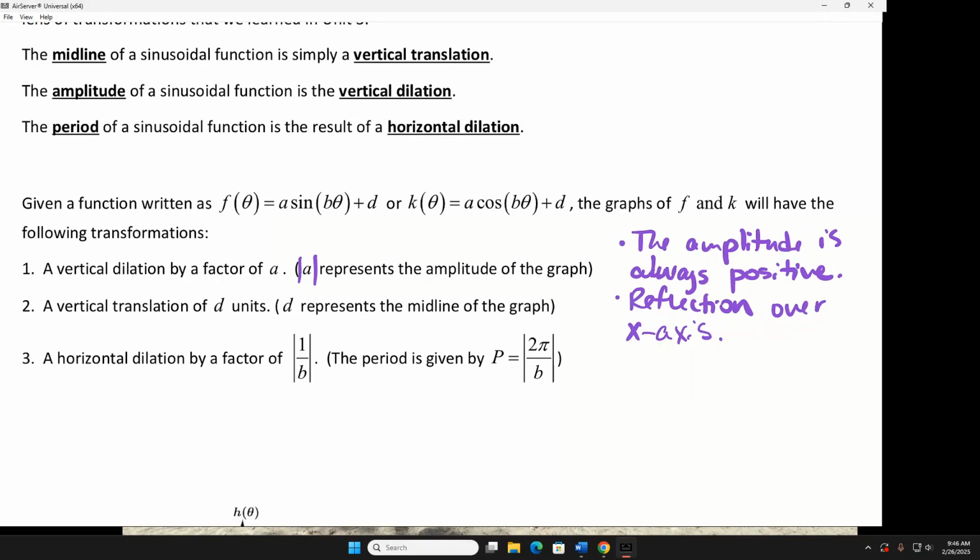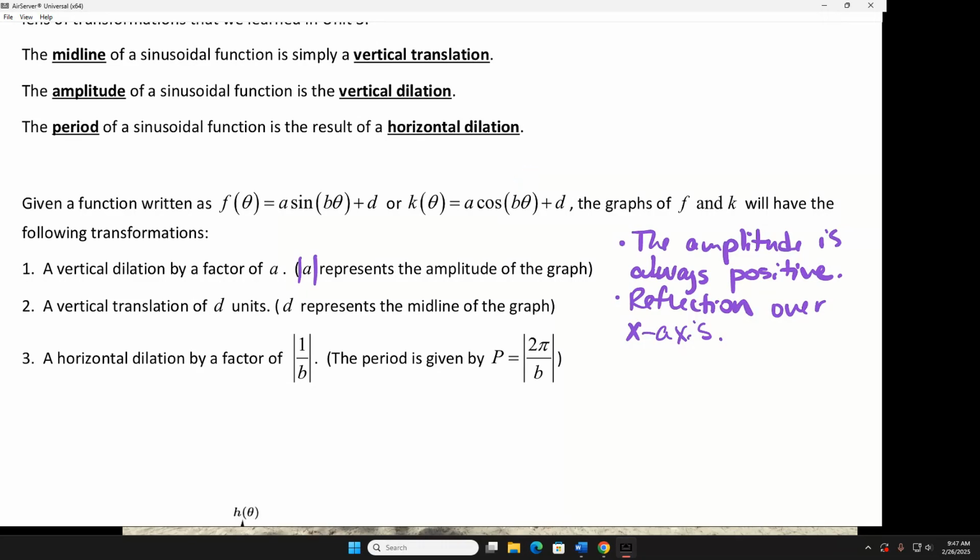All right. And then the D part here that is added or subtracted at the end is going to represent the midline, the vertical translation. And then B, what's multiplied by your variable on the inside, is going to be a horizontal dilation. And that comes into play with the period. And so the period is always going to be 2 pi divided by whatever that B is.